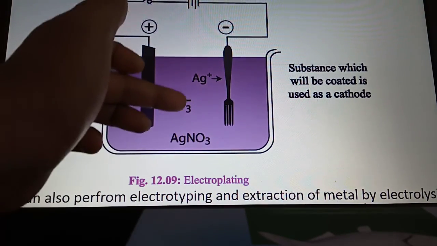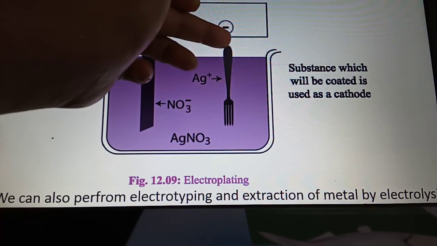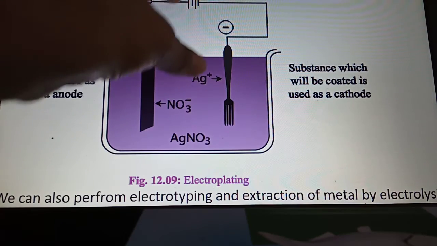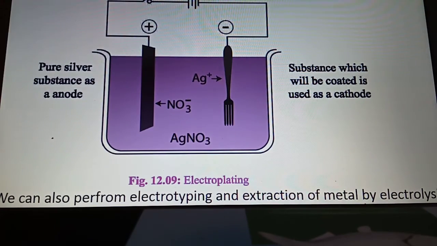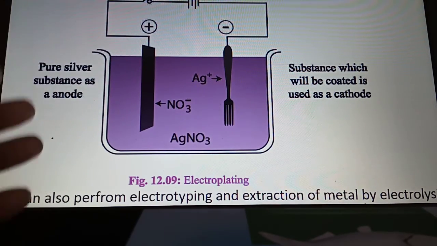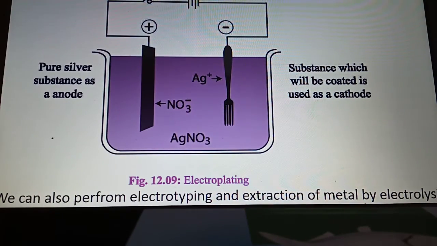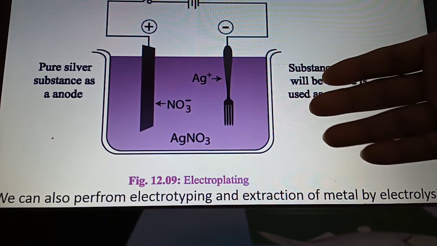Then this silver and nitrate are dividing into ions, and since silver is positive, it will move towards the negative plate, that is the cathode, that is the spoon, and then it will be deposited on this spoon. By this process, that is the electrolysis process, silver is deposited on the spoon, and this process is known as electroplating. That means giving a layer of a metal on a required thing is known as electroplating. And here this is the use of electroplating.